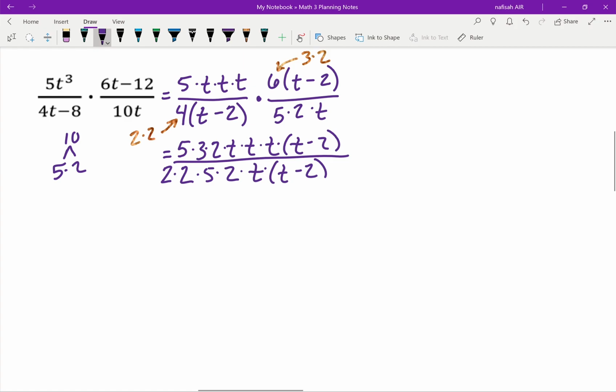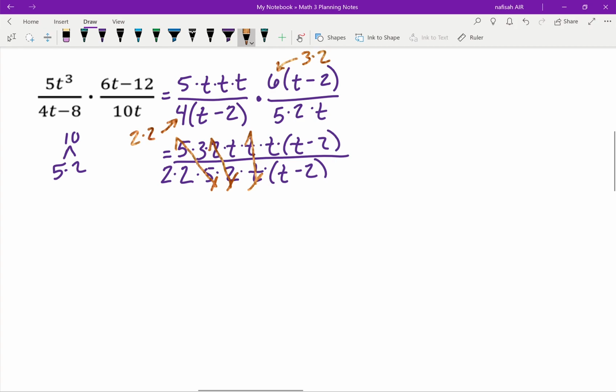All right, so now I'm at the step where I will cross off anything that's in my numerator and denominator. I have a 2 that'll cross off. I have a 5 that'll turn into a 1. I have just one t. It doesn't matter which one. I'm purposefully picking random ones to cross off, as long as I have one in the numerator that matches one in the denominator.